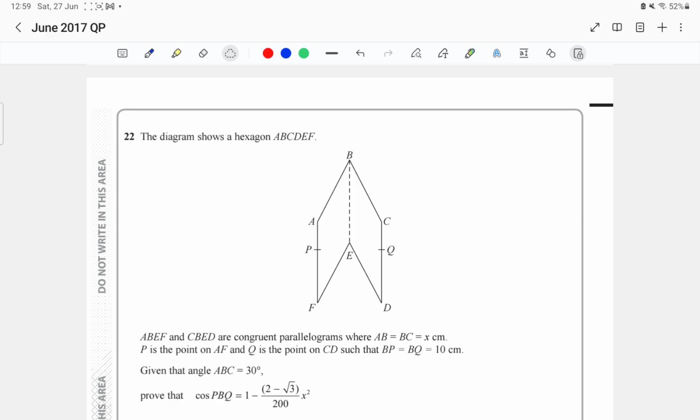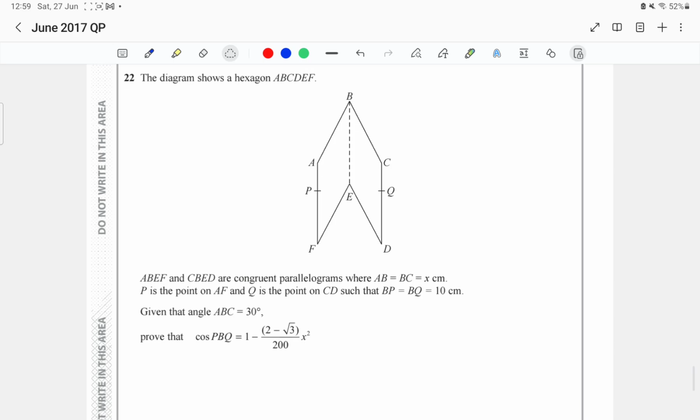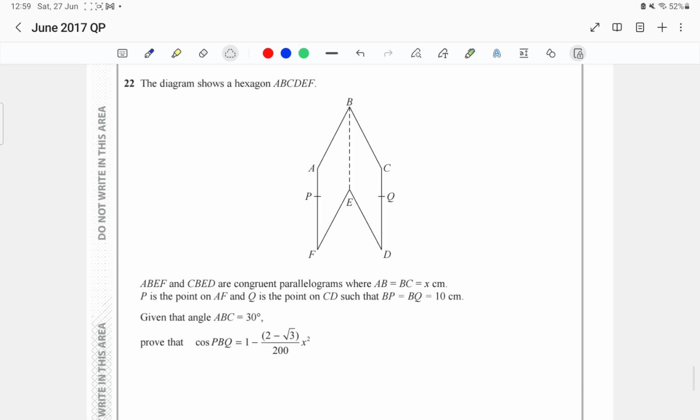In today's video, we're going to work through this GCSE maths question. This question is from the 2017 paper 1 of Edexcel, Normal Maths. Okay, this question is regarded as one of the hardest GCSE maths questions by many students. So let's read this question first.